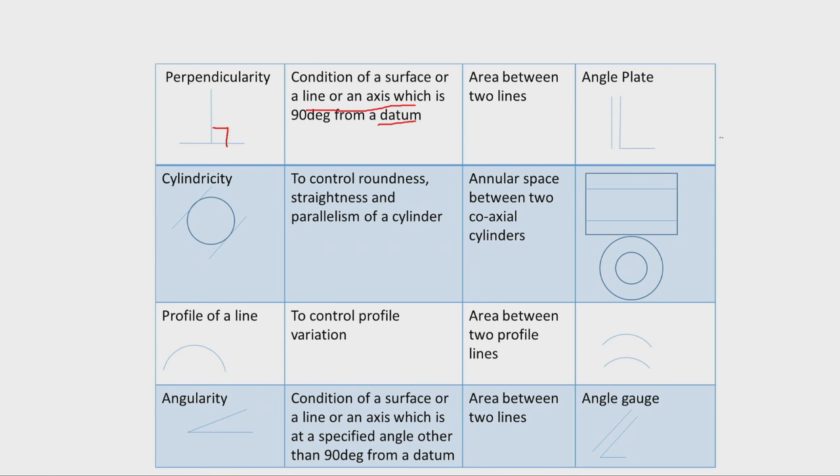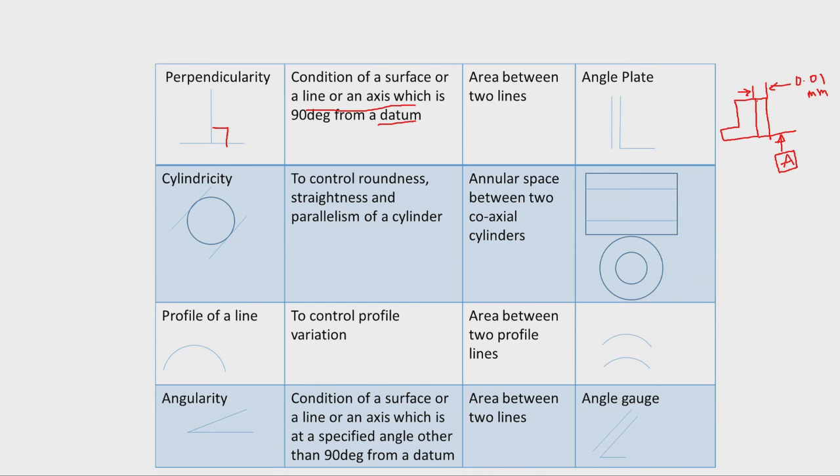Now how it is specified. Say we have an angle plate like this, and this is the datum surface. It is shown like this, say surface A. So this is the datum, and then we have to specify the tolerance for the perpendicularity. What we do is we draw a line parallel to this surface, and then we mention the amount of perpendicularity error that is allowed. So, for example, 0.01 millimeter.